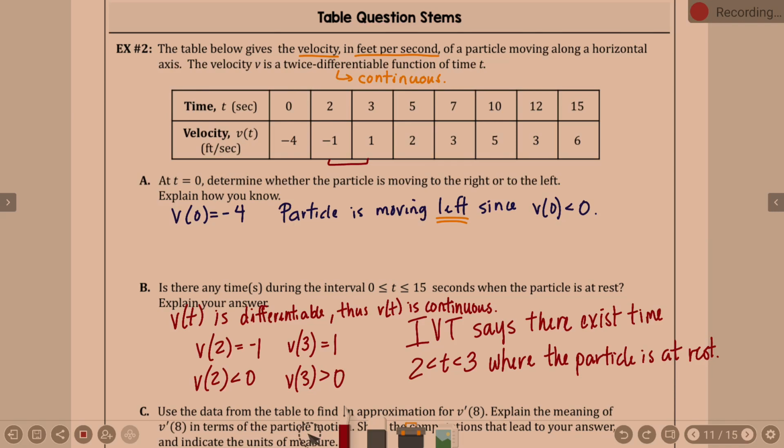C. Use the data from the table to find an approximation for v prime of 8. Explain the meaning of v prime of 8 in terms of the particle motion. Show the computations that led to your answer and indicate the units of measure. Okay. So, yeah, we're going to be talking A-Rock basically. Officially, they ask about v prime of 8. What are we going to have to do? Find acceleration, which is just A-Rock in this instance, essentially. And what points are we going to be using?